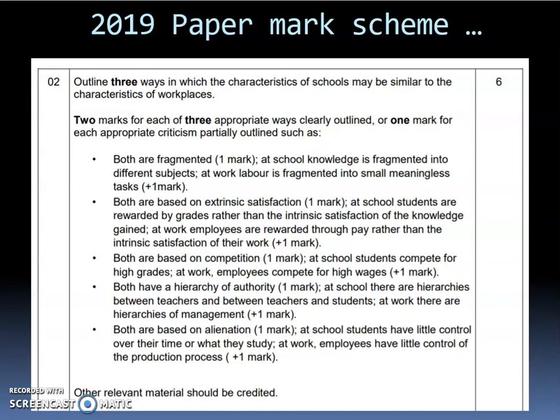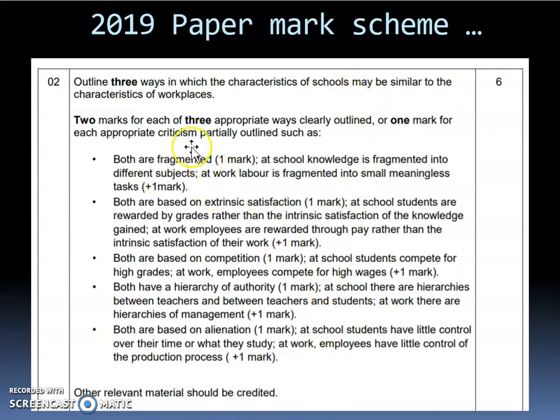So as you can see by the mark scheme, there are a range of ways that are identified, such as being fragmented, extrinsic rewards, competition, alienation, hierarchy of authority, and so on. However, that will only earn you 1 mark, because in order to get the 2nd mark for the explanation point, you have to clearly show an example of the way of the school is similar to the workplace.